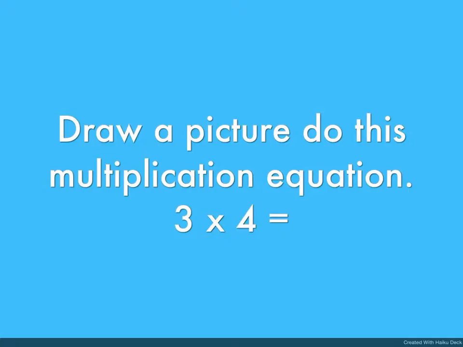I need everyone to get out their whiteboards and markers or a piece of paper and pencil to write on. Please draw a picture for this multiplication equation. 3 times 4, or we could say 3 groups of 4. Your picture should look like this. 3 groups of 4. The product for 3 groups of 4 is 12.